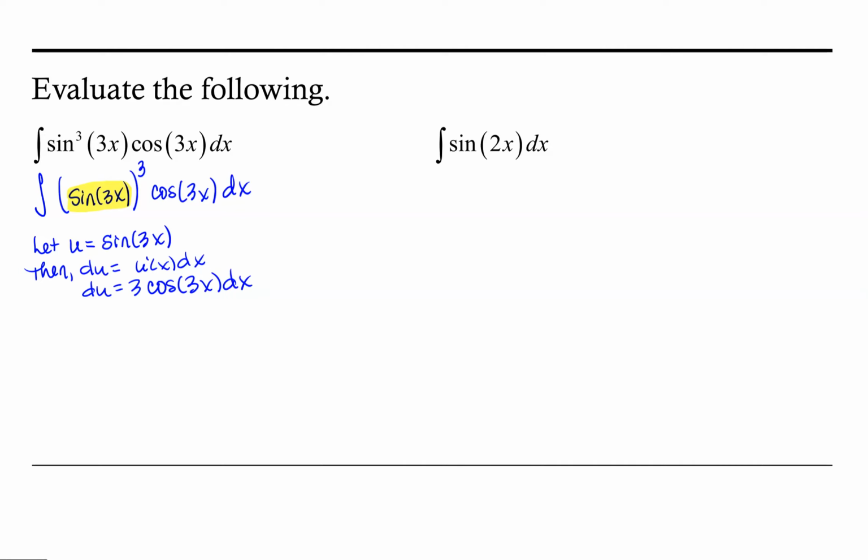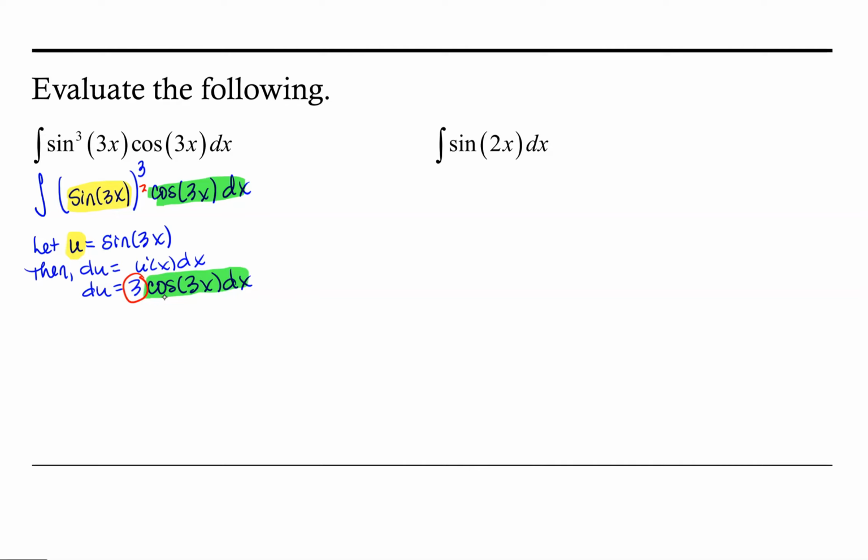Now, as I look at my integral here, I can see where u would go. I would end up with a u cubed right here. And then for my differential, I can see where I have a cosine of 3x dx, which matches most of my differential du. The only thing lacking is that factor of 3. So let's go ahead and multiply this integral by both 1/3 and 3, because 1/3 times 3 is 1, and we're not really changing the integral.